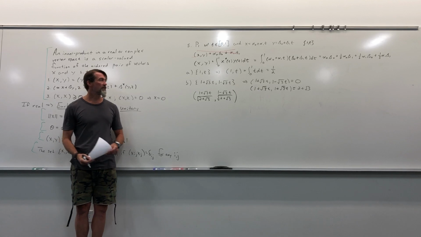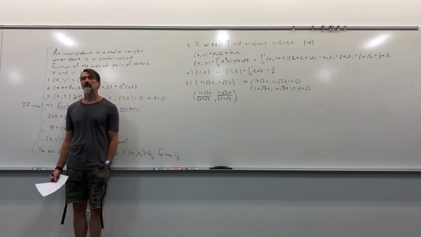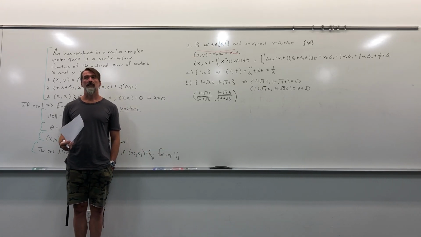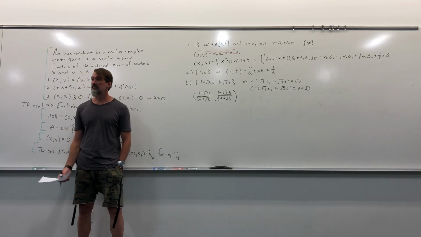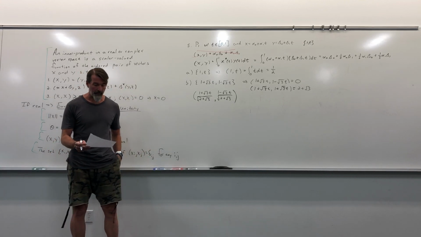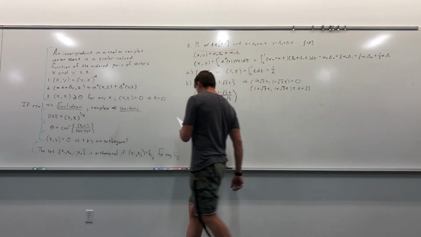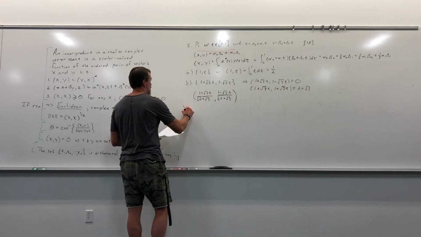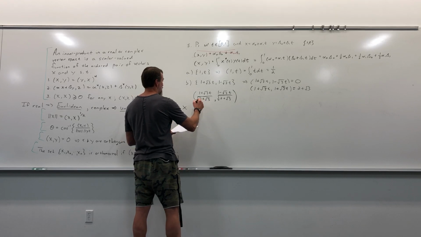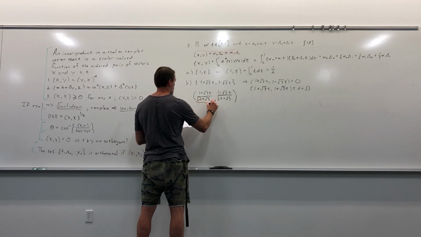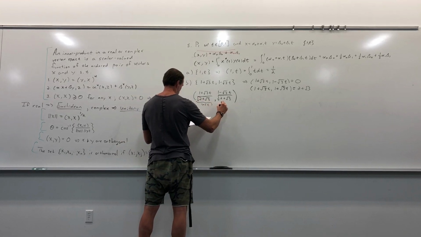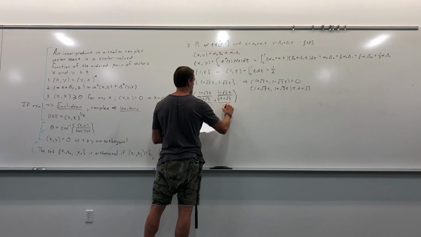And who can tell me what's so nice about this basis? It's orthonormal. I've normalized the basis vectors. Okay? So, if we express the vector, and I might call this u of t, and I might call this v of t.